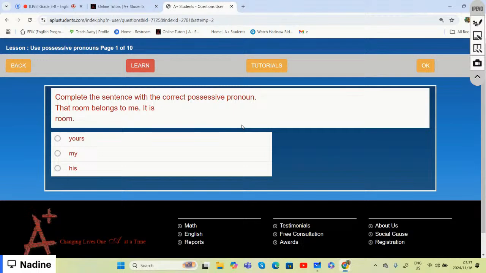That room belongs to me. So if something belongs to me, then we can say it is... Do we say it is option one, your room? Do we say it is my room, option two, or do we say it is his room, option three? What is the correct answer? That room belongs to me. Do we say it is yours? It is my, it is his room.